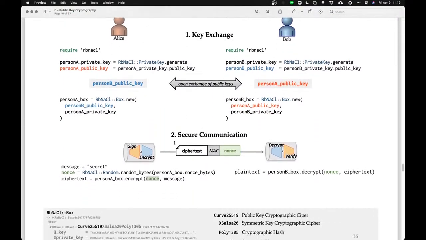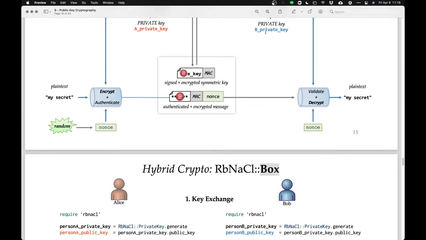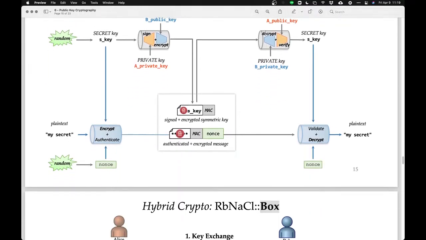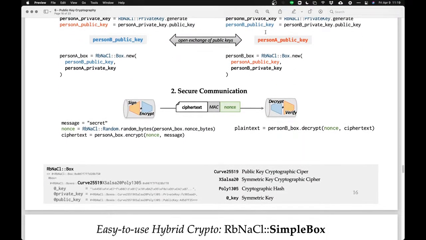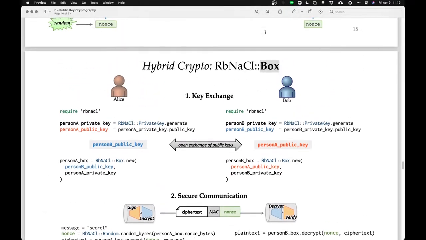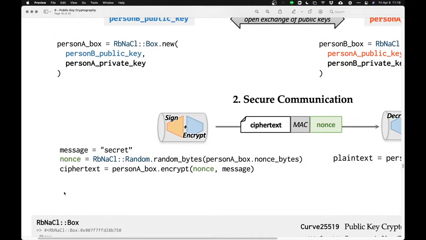So NaCl's box is actually a hybrid. It does public key, private key, and symmetric key. It does this whole picture I just showed you up here for you. You just have to create a nonce by yourself. All right. So then to encrypt it, you create the nonce, and then you take the box object and say, please encrypt this message with this nonce, and you've got your ciphertext.